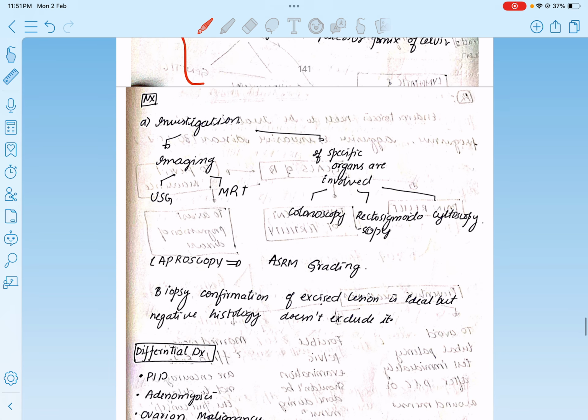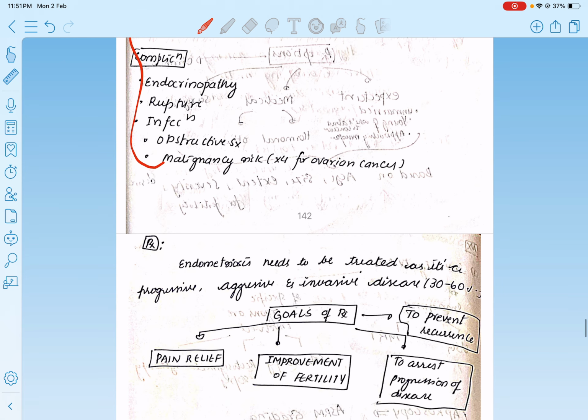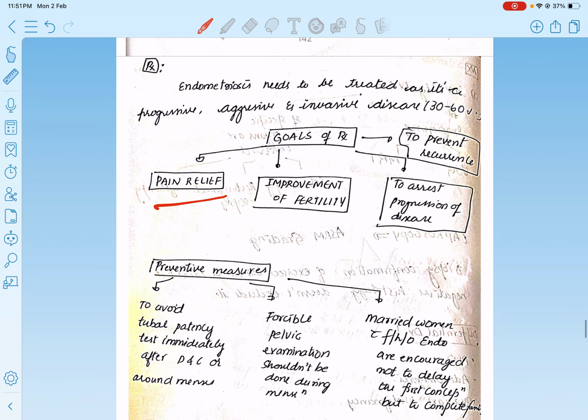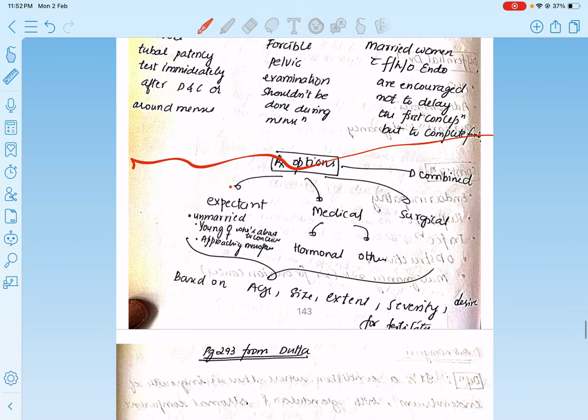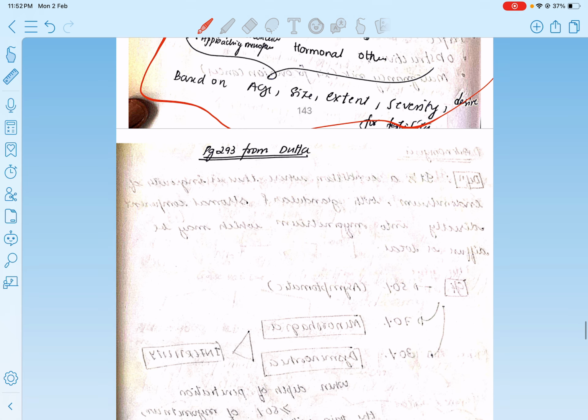I'm not discussing it because I know these are presented in your clinical cases. Again, majorly you have to address the pain relief, and also if she's planning for pregnancy you have to talk about the fertility part and also about the recurrence. So these are the preventive measures you can take, and these are the treatment options, which we'll discuss later.